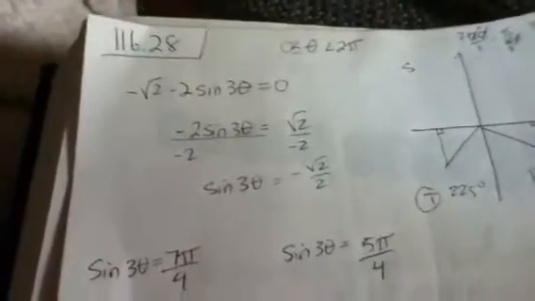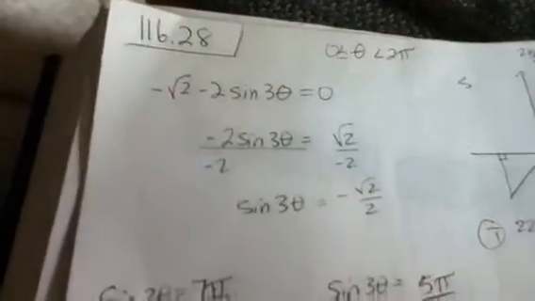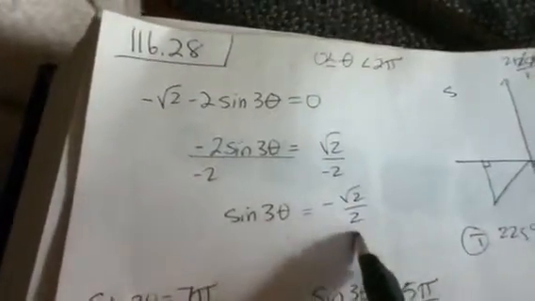Here's lesson 116, number 28. We're solving for theta between 0 and 2 pi. So you want to get the theta by itself, so add root 2 to both sides, then divide out by -2, and you'll get that.